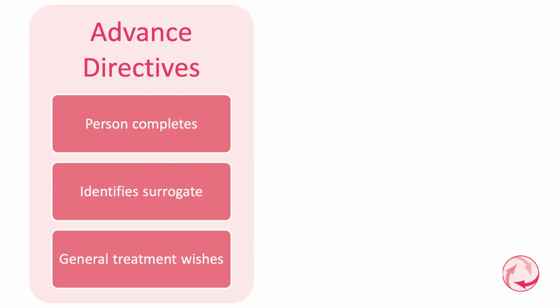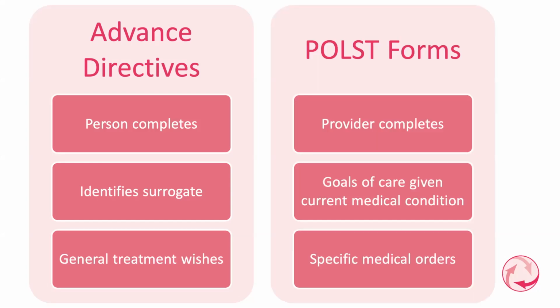The person you choose is called a surrogate, a proxy, or a healthcare agent. Again, the term varies by state. You can also share your general treatment wishes in an advance directive. A POLST form is a medical order completed by the patient's provider. It states the goals of care given the patient's current medical condition and provides specific medical orders to other providers in case of an emergency.